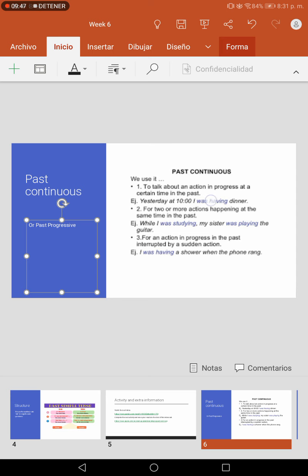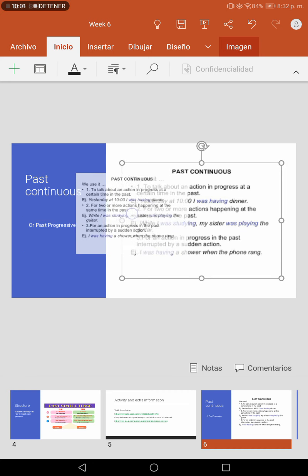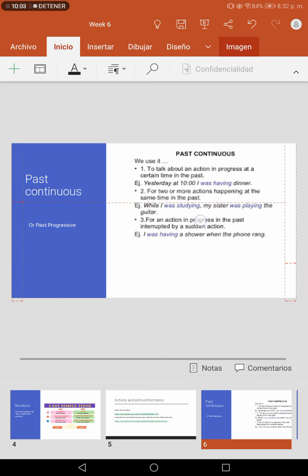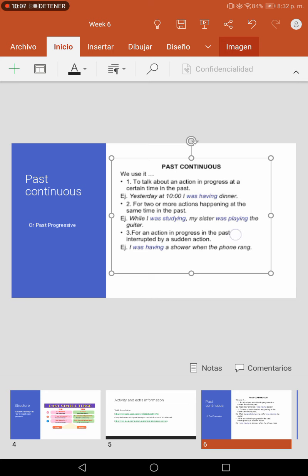First of all, we use it to talk about actions in progress at a certain time in the past. Estamos hablando de acciones que se llevaban o que estaban en progreso, ¿sí? For example, it says, yesterday at 10, I was having dinner. Ayer a las 10 yo estaba cenando. ¿Qué es lo que estaba sucediendo en progreso? Esta acción, ¿en qué momento?